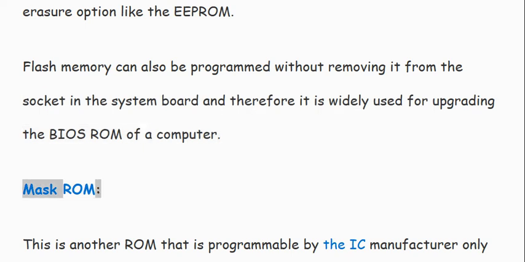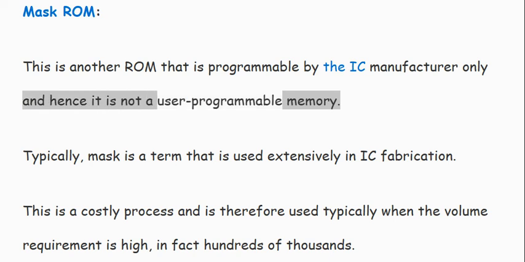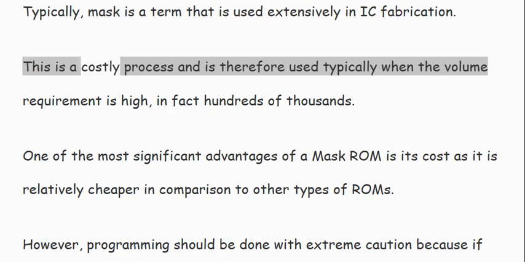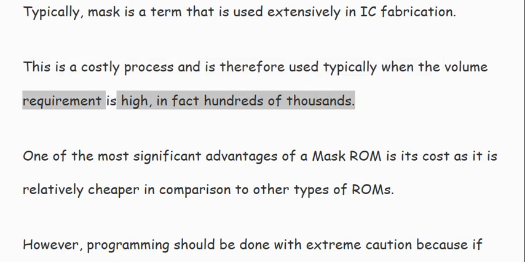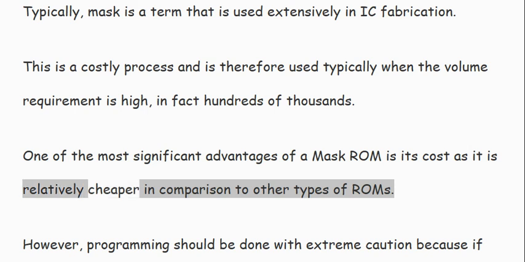Mask ROM. This is another ROM that is programmable by the IC manufacturer only, and hence it is not a user programmable memory. Typically, mask is a term that is used extensively in IC fabrication. This is a costly process and is therefore used typically when the volume requirement is high, in fact hundreds of thousands. One of the most significant advantages of a mask ROM is its cost, as it is relatively cheaper in comparison to other types of ROMs.